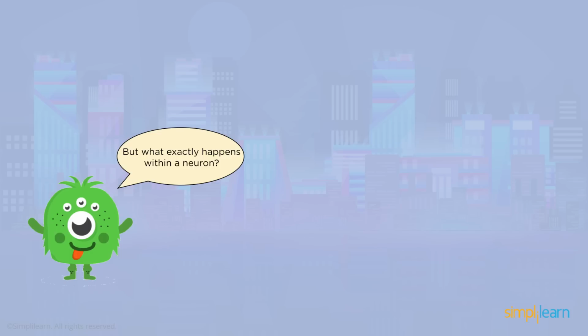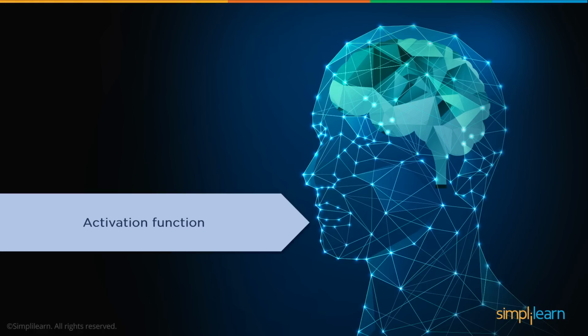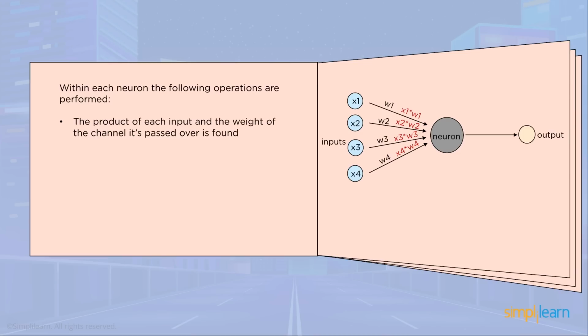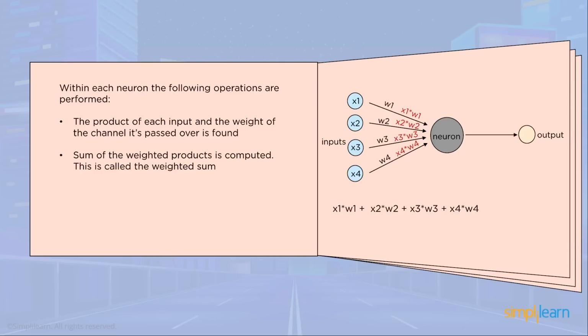So what exactly happens within a neuron? We have an activation function. Within each neuron, the following operations are performed. The product of each input and the weight of the channel it's passed over is found. The sum of the weighted products is computed. This is called the weighted sum. And a bias unique to the neuron is added to the weighted sum.